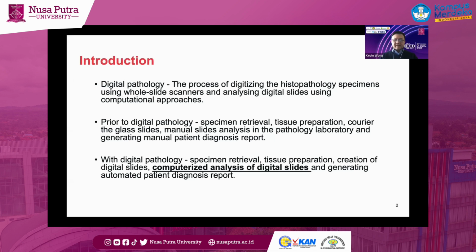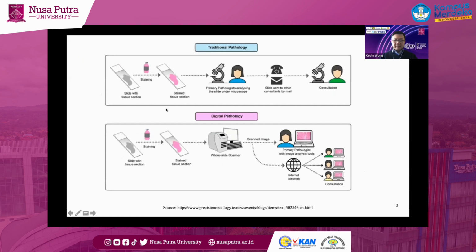So digital pathology, and I think that is the same for a lot of fields that require image processing, is actually a process of digitizing the histopathological specimens using what we call whole slide scanners, and then we can analyze the digital slides using some kind of computational approaches. So I'm not going to go through all the wording. I'm just trying to use these figures to explain how digital pathology has evolved.